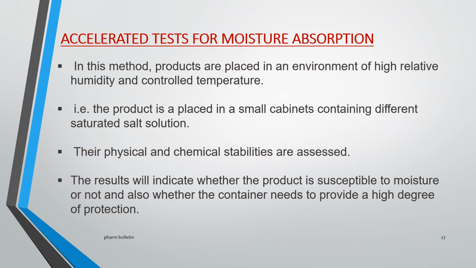In this method, the product is placed in an environment of high relative humidity and controlled temperature. So here we are placing the product in high relative humidity, sorry, not temperature, humidity, and controlled temperature. That is, the product is placed in a small chamber. A chamber is nothing but a basket which contains different saturated salt solutions. Here we are going to assess the physical and chemical change of a product. The result will indicate whether the product is acceptable to moisture or not.